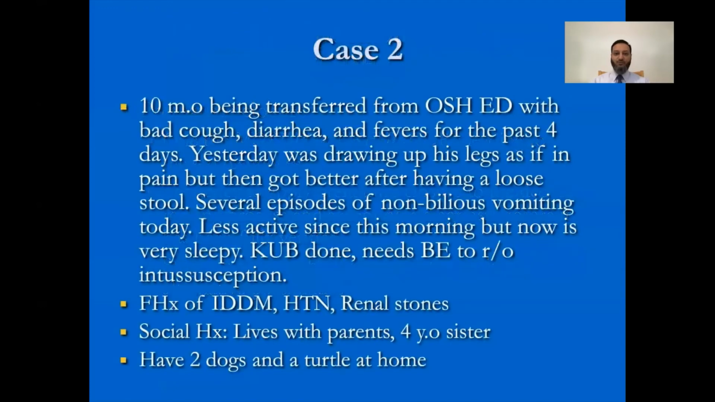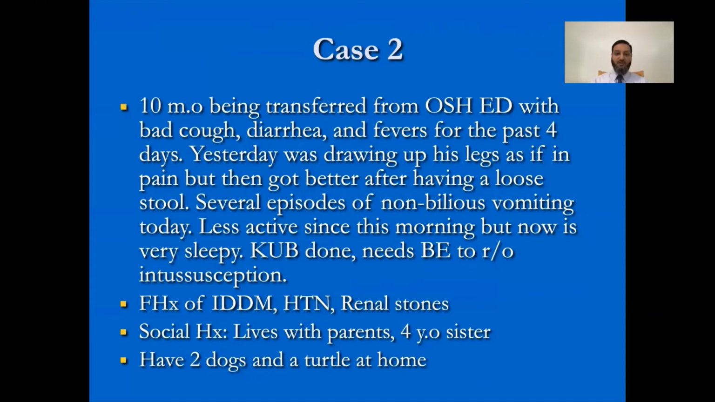Okay, so now let's do our second case. In the second case, we have a 10-month-old coming in, actually being transferred from an outside hospital emergency department with a bad cough, diarrhea, and fevers for the past 4 days. Yesterday, he was drawing up his legs as if he was in pain, but then got better after having a loose stool. He's had several episodes of non-bilious vomiting today. He's been less active since this morning, but now is very sleepy.